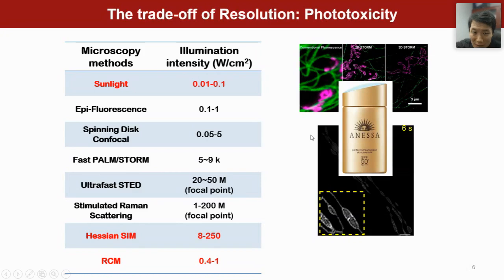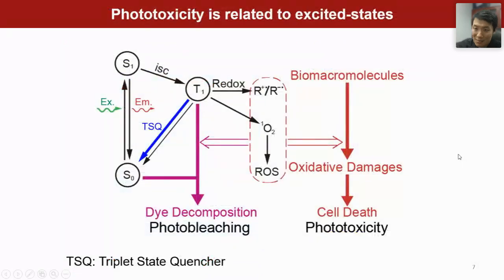So the question is, how can we come up with sunscreens to protect the cell under microscopes? That's just an analogy, because we are not literally making sunscreens; the phototoxicity is slightly different. So here is a chemistry principle of phototoxicity. If we look closely, the process is like this.